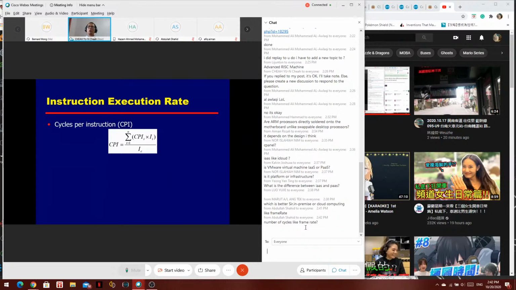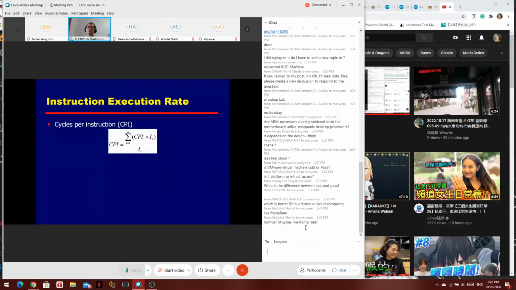Now what if you have many instructions? Some instruction needs 8 cycles. Another instruction needs only 6 cycles. Another instruction needs 10 cycles. So you have different instructions that need different numbers of cycles to complete.